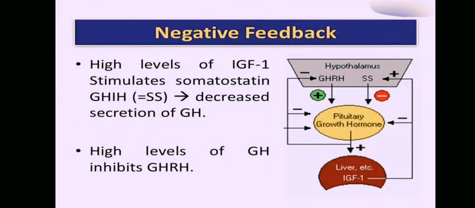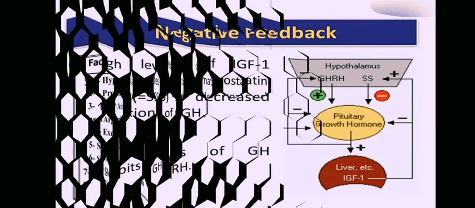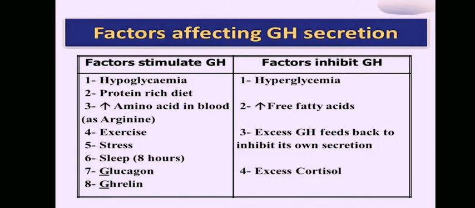So basically the growth hormone production is controlled by negative feedback. High level of IGF-1 stimulates somatostatin, and high level of GH inhibits growth hormone releasing hormone. So factors that stimulate or inhibit the growth hormone are like this. Factors that stimulate are hypoglycemia, protein rich diet, amino acids in blood, exercise, stress, sleep up to 8 hours, glucagon, and ghrelin. Those that inhibit are hyperglycemia, increased fatty acids, excessive growth hormone feedback to inhibit its own secretion, and excessive cortisol.